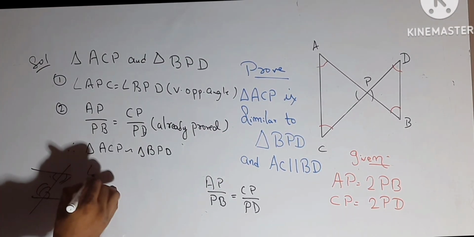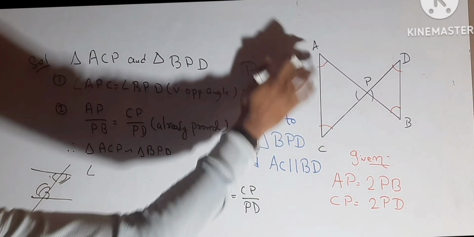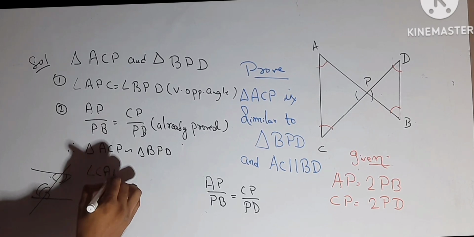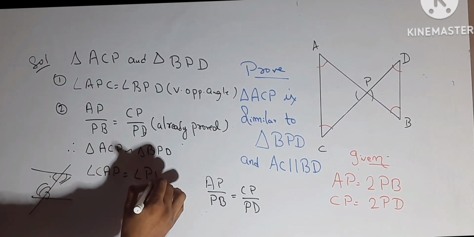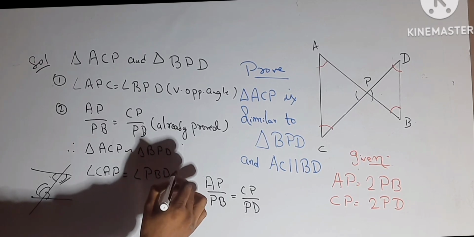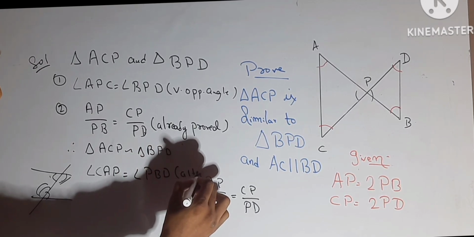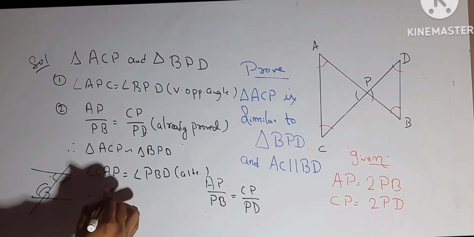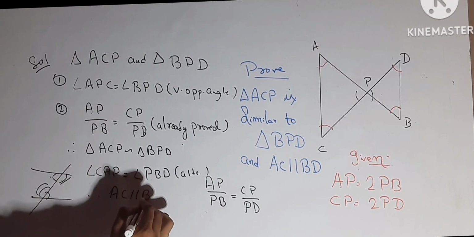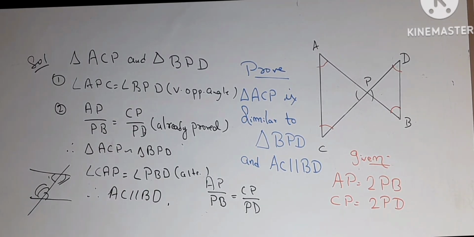So we'll write angle CAP equal to angle PBD. Why? Alternate angle. So when these two are equal, therefore these two lines are also parallel. AC parallel to BD. So parallel, I told you, when parallel comes, alternate will come and corresponding will.